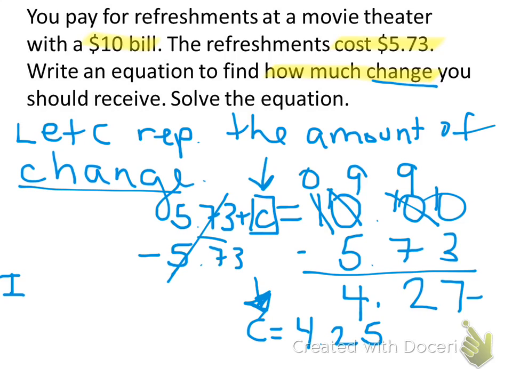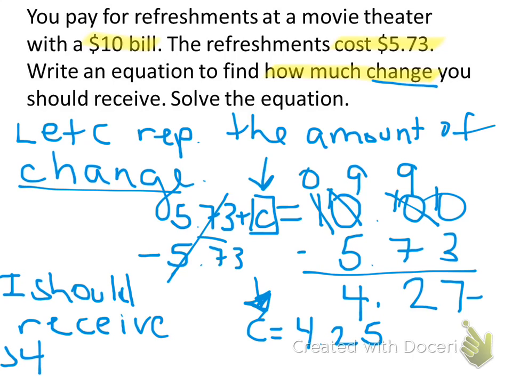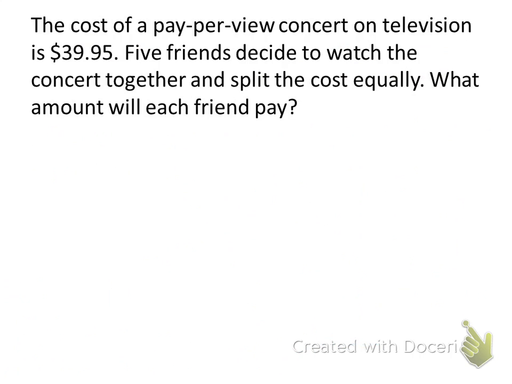I should receive $4.25 as change. Sorry about my writing, it's really messy. You should have this whole thing written down on your guided note. Let's do the next problem.